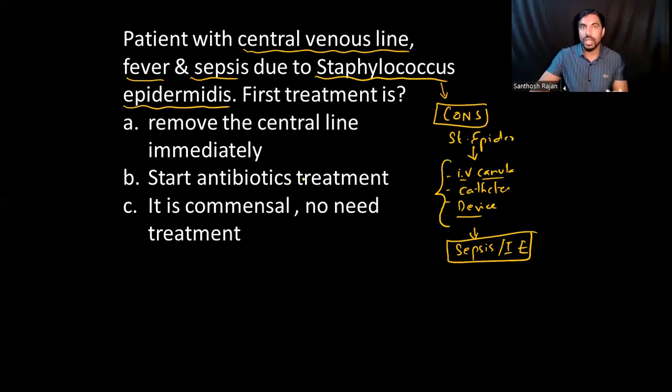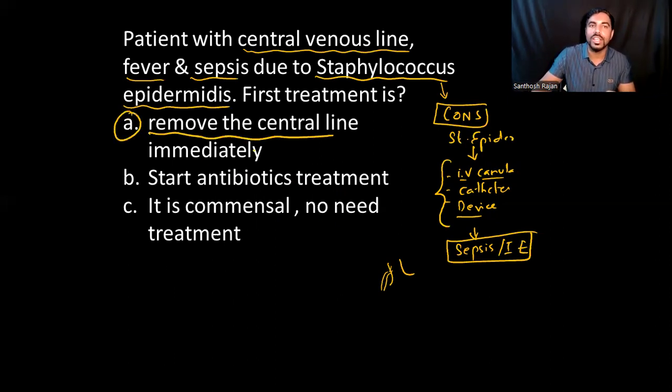Antibiotic treatment is good, but imagine that tube, whatever the catheter, the IV catheter you already put into the patient, it has this biofilm and is full of epidermidis sticking there. So the first thing you have to do is immediately remove the central line and start antibiotics. Antibiotics, yes, you have to start, but the first thing is to remove the main source. So remove the central line immediately and then change it to a different location. But meanwhile, you can start antibiotics, okay?